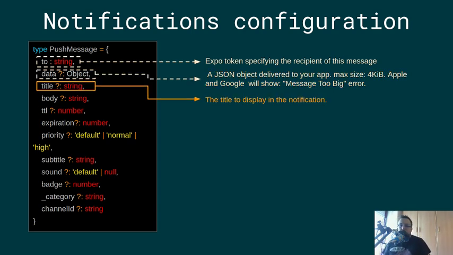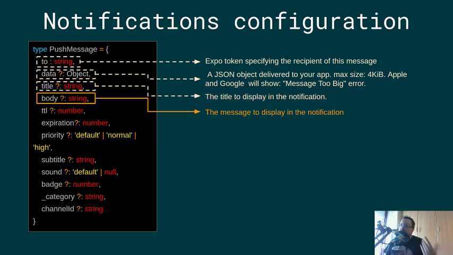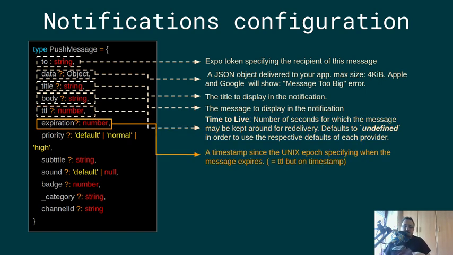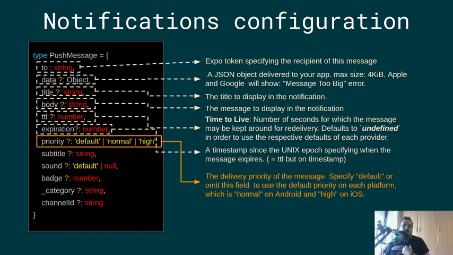The title is what we display in the notification, and the body is just the message of the notification. Time to live is the number of seconds for which the message may be kept around for redelivery. Usually it defaults to undefined. Expiration is the same as time to live, but instead of seconds, it's a timestamp. The priority is the delivery priority of the message; use default or omit this field to use the default priority on its platform, which is normal on Android and high on iOS. You have more information about this in the docs.